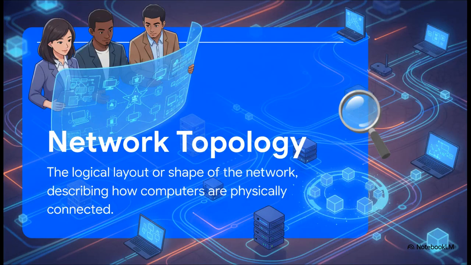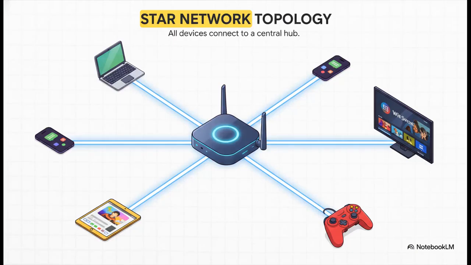But of course, you can't just start plugging things in and hoping for the best, right? You need a map. And in the networking world, that map is called a topology. It's the blueprint that dictates exactly how data is going to flow through your LAN. And the most popular blueprint by a long shot is the STAR network. It's just beautifully simple. All of your devices, your laptop, your phone, your TV, they all connect to one central point, like a router or a server. Just picture it like the hub of a wheel, with spokes reaching out to every single device.